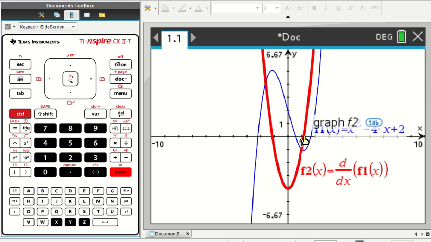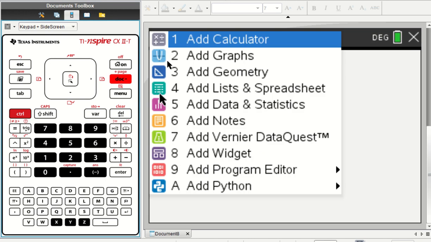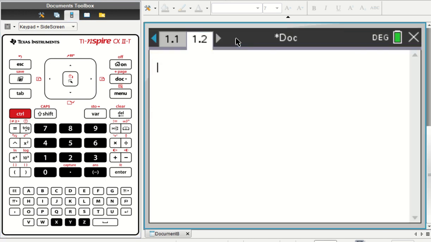So the derivative function crosses the x-axis and then becomes positive exactly when the blue graph starts increasing again, because then the slopes of the tangent lines are positive. So we can see that relationship in the graphs. But what's really helpful is we can open up a second page. This time I want to create a calculator page. So I'm going to press Control Doc and then choose a calculator page. I can reference those two functions and find information about them.